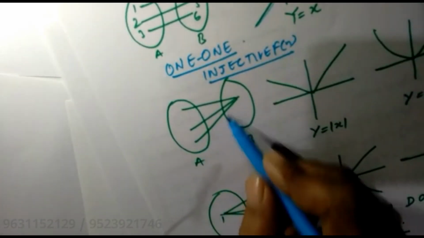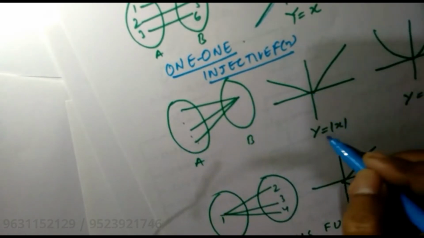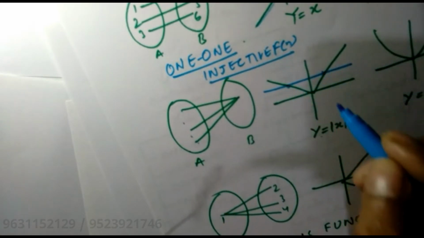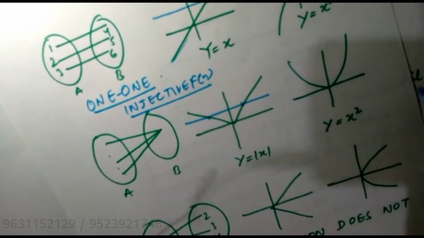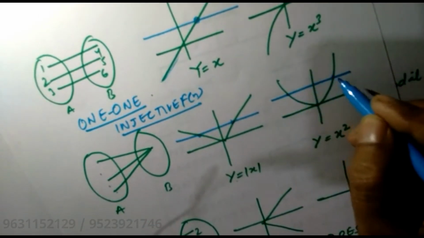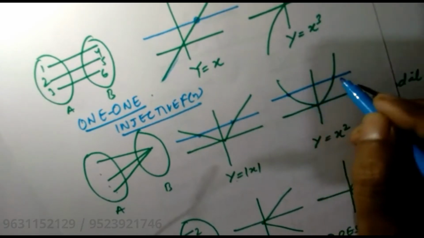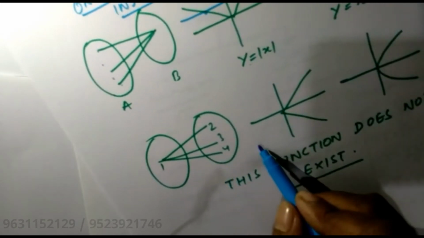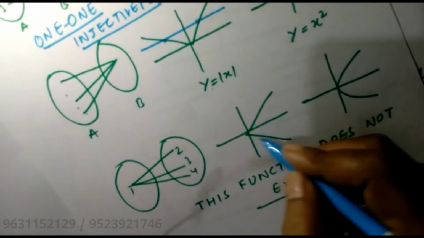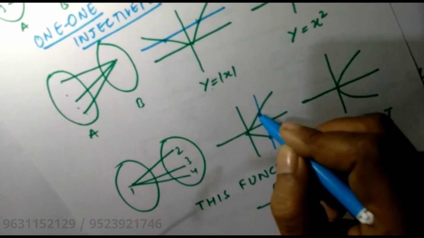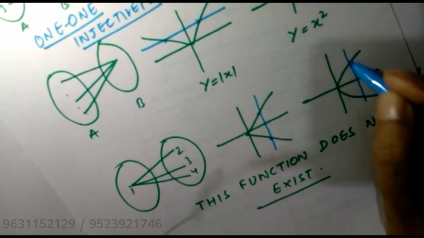This function is a many-one function. Here the domain is many but the range is one. For example, modulus x: the line parallel to the x-axis intersects the graph at more than one point. That function is called a many-one function. Again y equals x square: the line parallel to the x-axis intersects the graph at two points. That means the function is many-one. Again, a one-many function actually does not exist. This is the graph of a one-many function, which does not exist. If a line parallel to the y-axis intersects the graph at more than one point, that means the function does not exist.